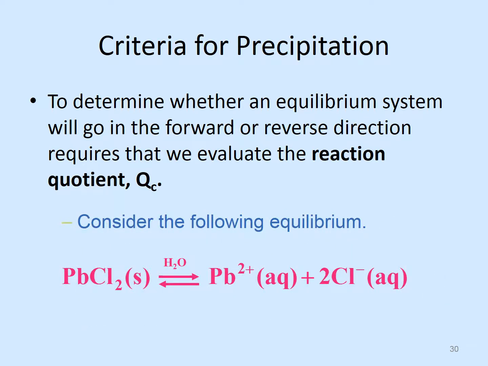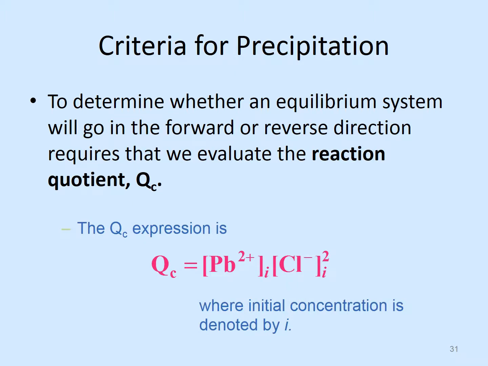So let's consider lead chloride. So here's our lead chloride, and we can still always put the equilibrium with the solid on the left and the ions on the right. It doesn't matter which way you do that. Even though we're looking at it from the flip side, we always write the equilibrium in this manner. So the QC expression would be Pb2 plus initial times Cl minus squared initial. Again, initial concentration is I.